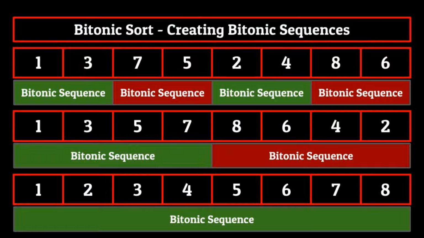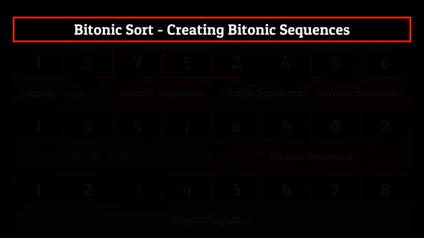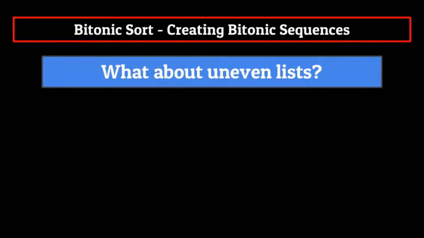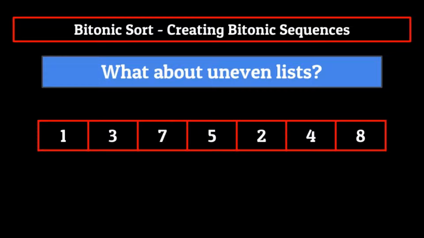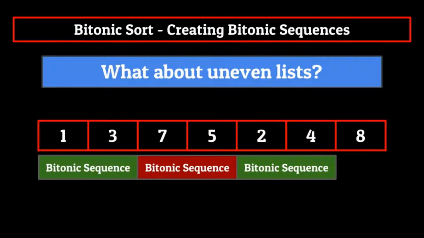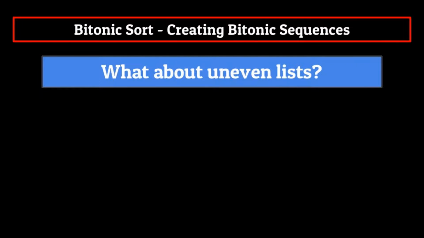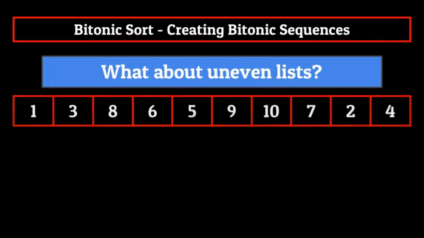Another thing to note here while we have this pulled up is that you might be wondering what happens if we have a list in which we can't nicely break down the list into Bitonic sequences. For example, if we had a list of 7 elements, we'd only be able to make 3 Bitonic sequences, and then we'd be left with one integer left over. The same thing happens on, say, a list of size 10.